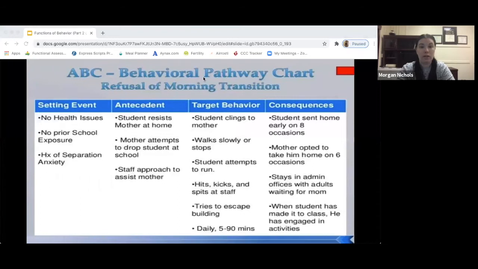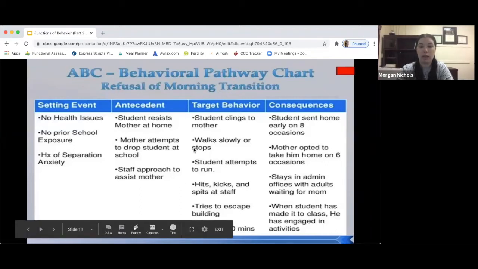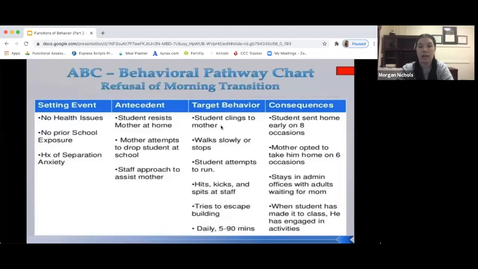All right, so here's an example of the contingency of the behavior. So right here, the behavior that's happening is a kid is refusing morning transition, right? So you're trying to take your kid to school, they're just not having it, they're refusing it. We see that as a problem, right? This is what that behavior of refusing the morning transition looks like. It looks like the student clinging to his mother. It looks like maybe he's walking really slow or he's stopping. He doesn't really want to walk at all.